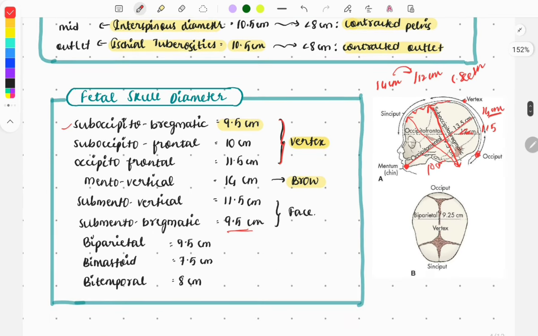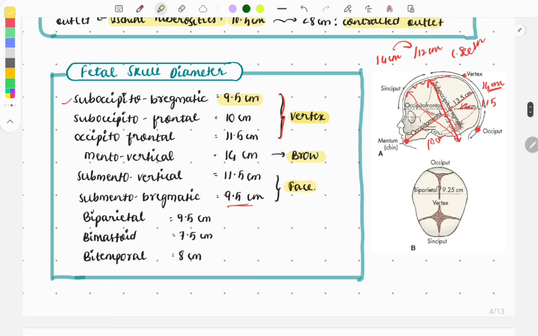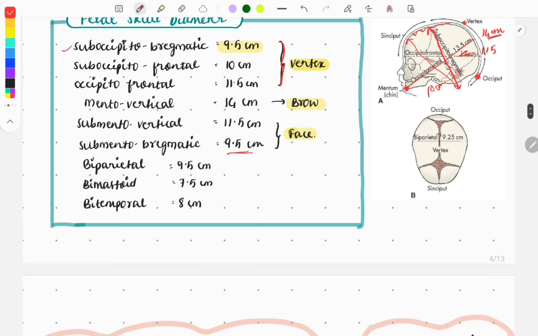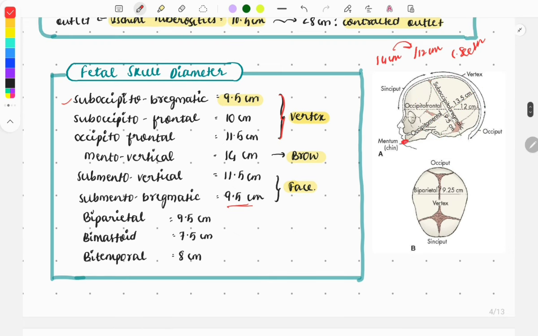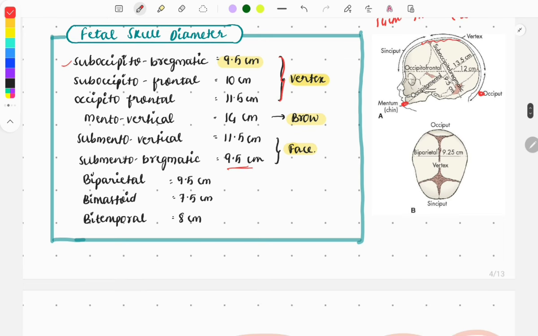Then the diameters seen with the face presentation are the submentovertical and the submentobregmatic. To make it easier, just remember: this is the face of the fetus, this chin is called the mentum, then this is the occiput, then the bregmatic suture. By keeping these three things in mind, you can easily understand which diameter is being asked in the question. Then the other diameters are the biparietal diameter, which is 9.5 centimeter.